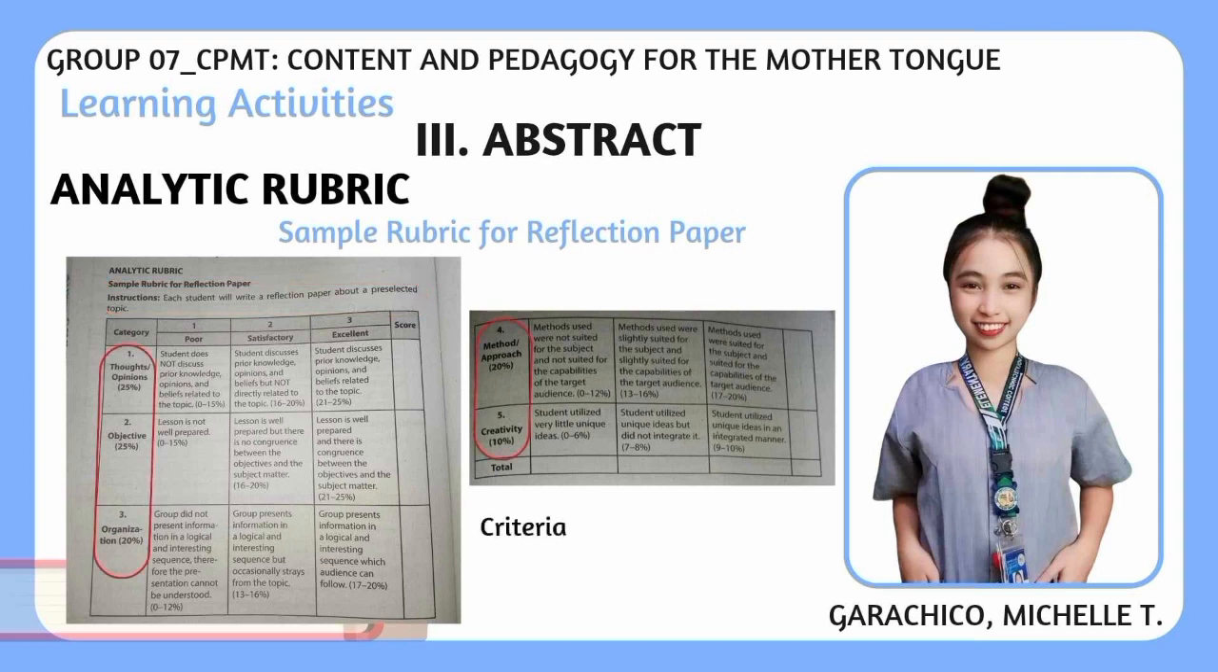Sa first column, makikita ang criteria or components. It shows in what aspect the student will be marked. This also indicates what factors we will look for in students for their performance.